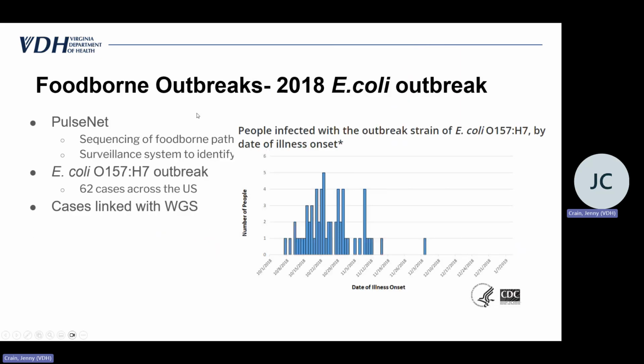All right. So this is just one example of a foodborne outbreak. This was an E. coli outbreak back in 2018. And so you can see the epi curve here in terms of the number of cases that were involved. This was 62 cases across the US, and this was an E. coli O157:H7 outbreak. The cases were all linked via whole genome sequencing.